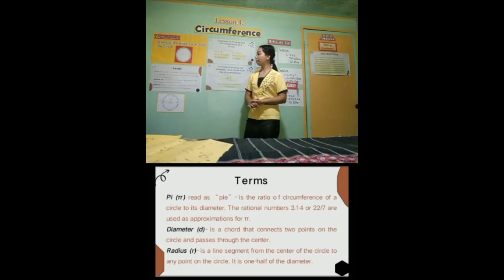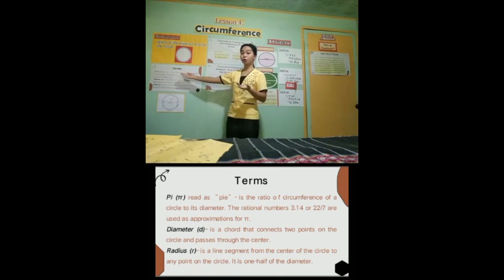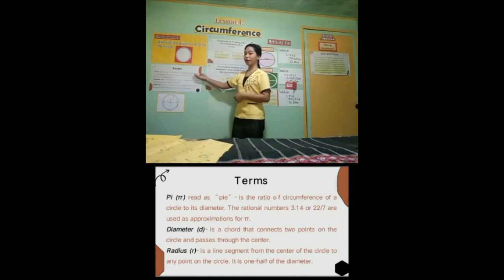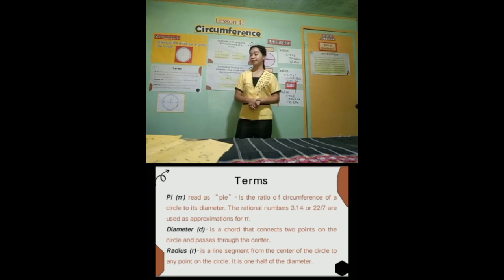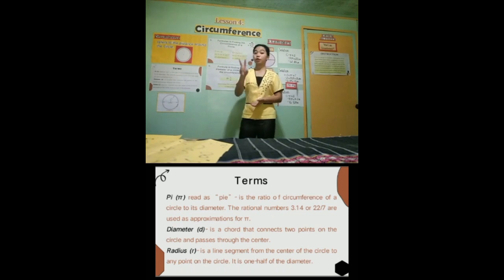So first is the pi. It can be read as pi, as in pie that we use to like snacks. So pi is the ratio of the circumference of a circle to its diameter. The rational number is 3.14 in decimal or 22/7 in fractions. And the next one is the diameter. The symbol of diameter is just the letter D. It is a chord that connects 2 points on the circle and passes through the center of the circle.